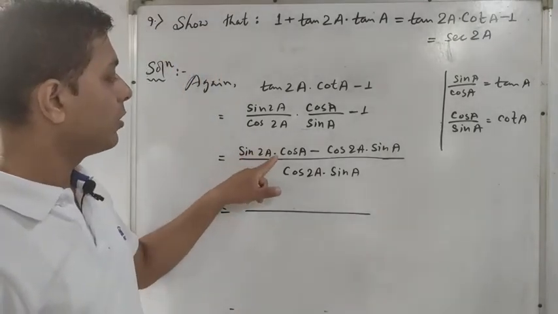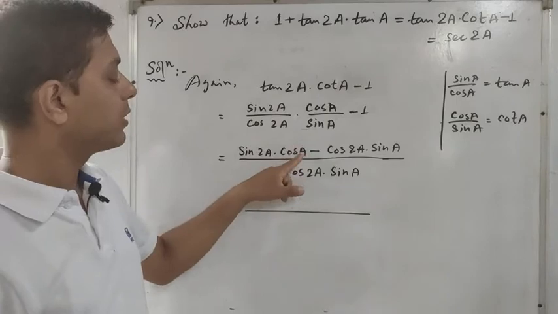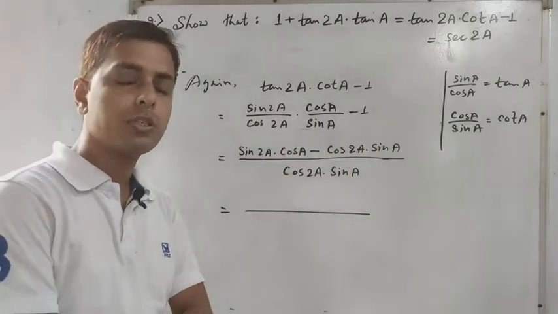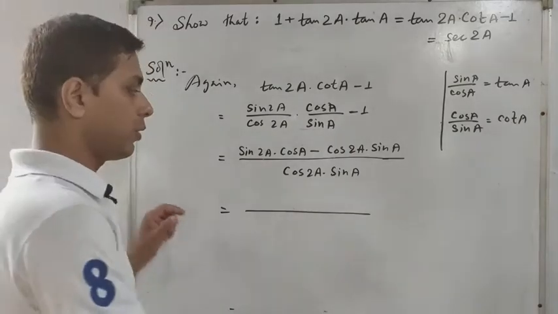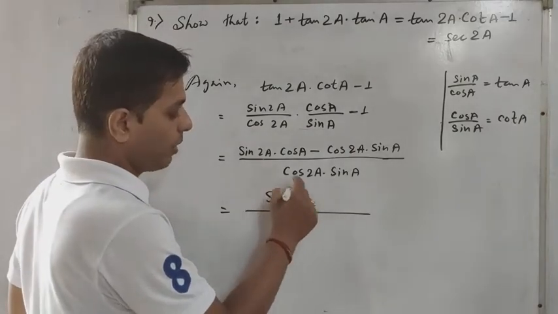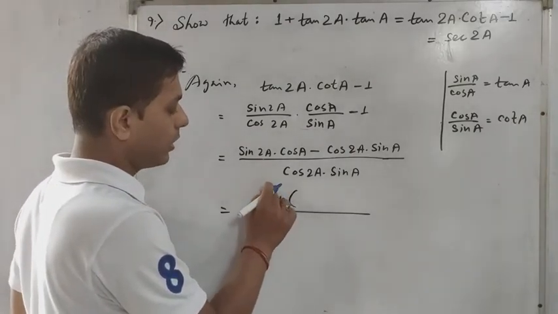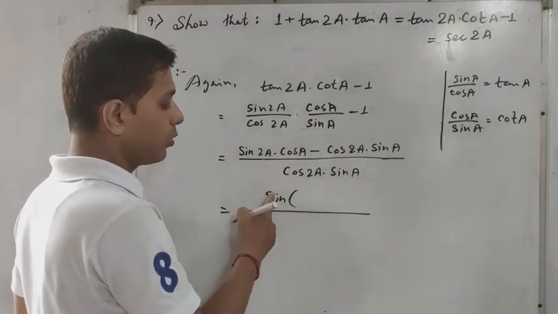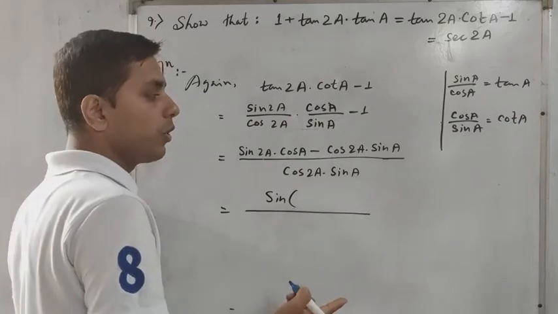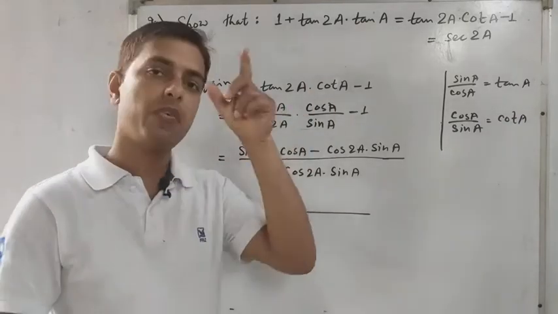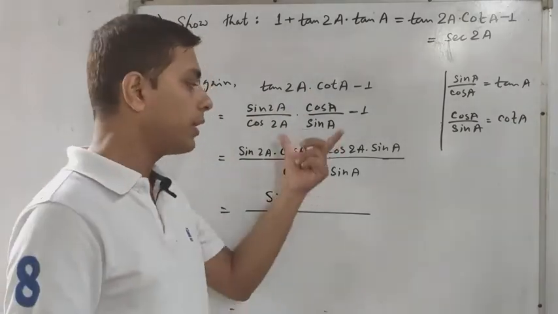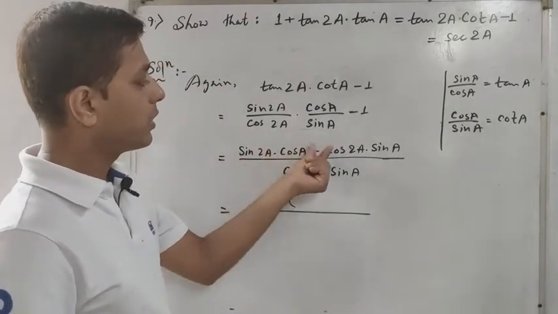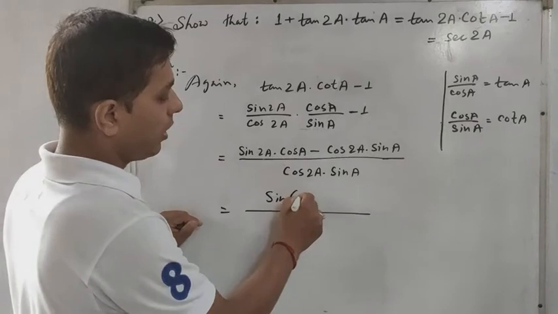Sin a cos b minus cos a sin b is of the form sin a minus b. Yes, all of you know that identity. In my previous class, I have already discussed the identities, so I'm not going to show the identity here in this video. If you want to see it, go to the previous videos where all the identities are discussed. All right, so sin a cos b minus cos a sin b can be written as sin a minus b.